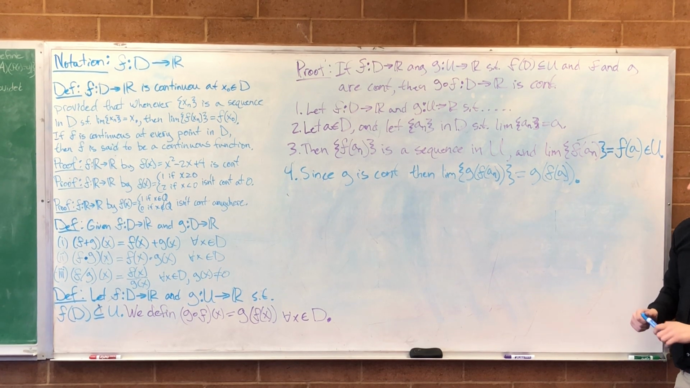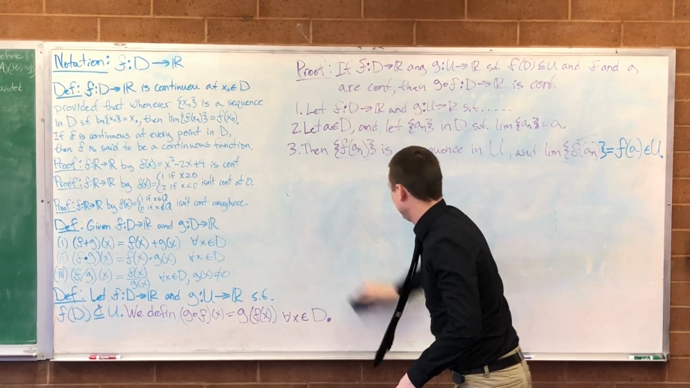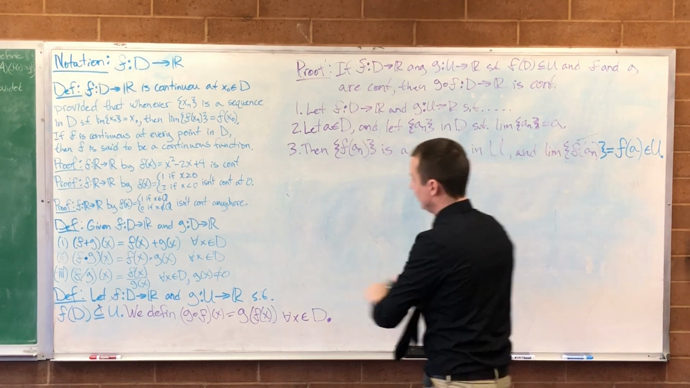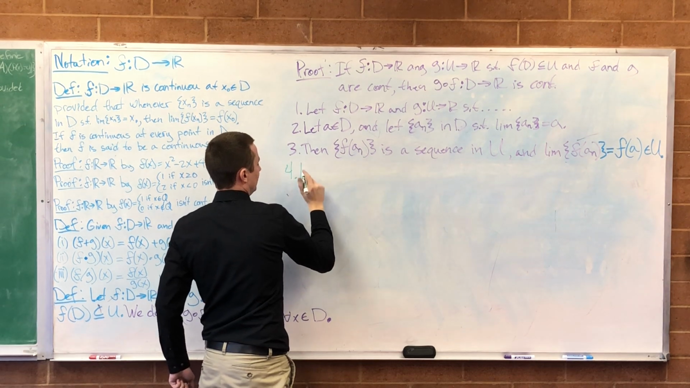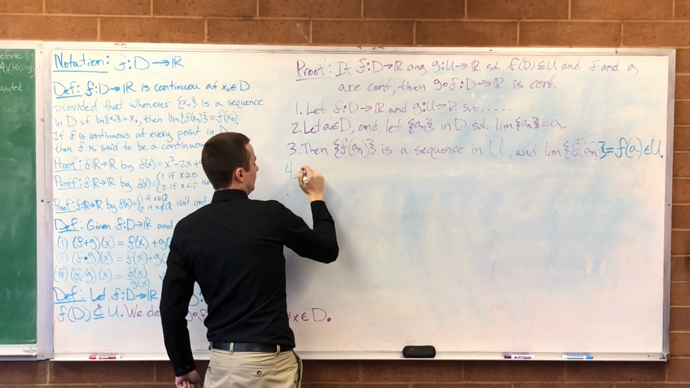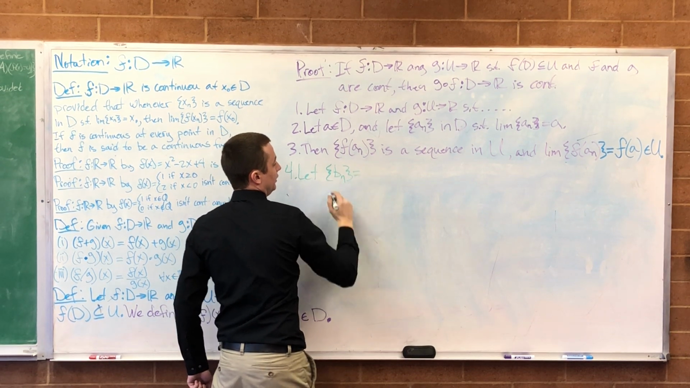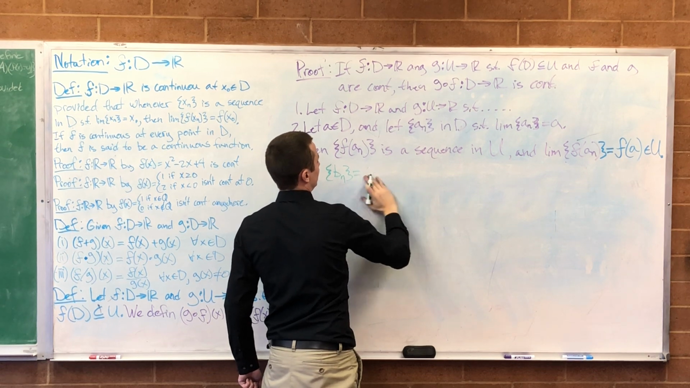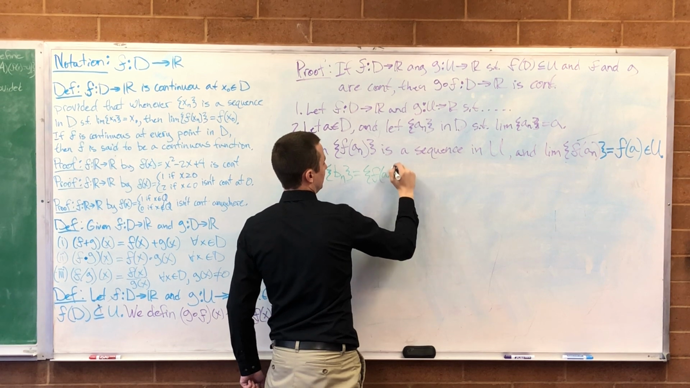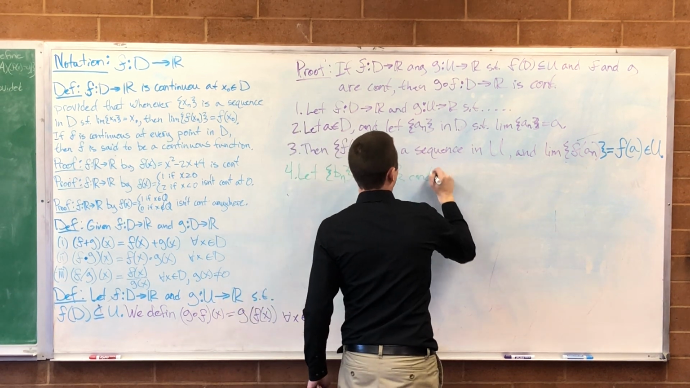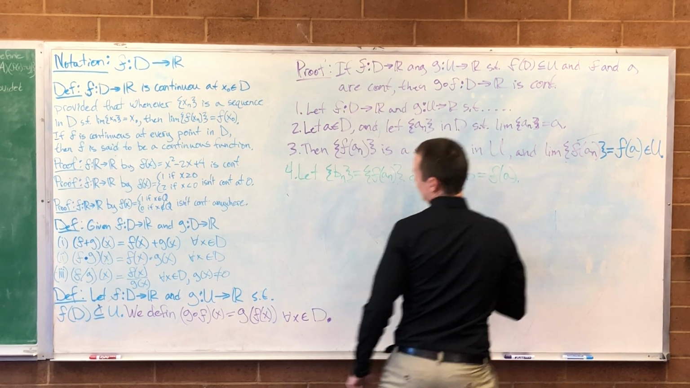Missing the logic. Okay. Let's do some renaming. This is what I should have done. We'll just say that. Let Bn equal the sequence f of an. And let B equal f of a.